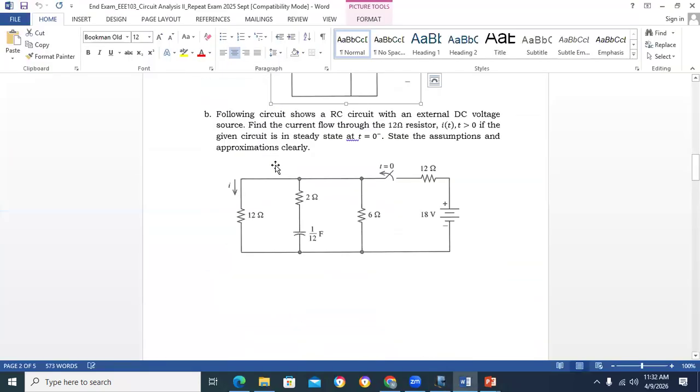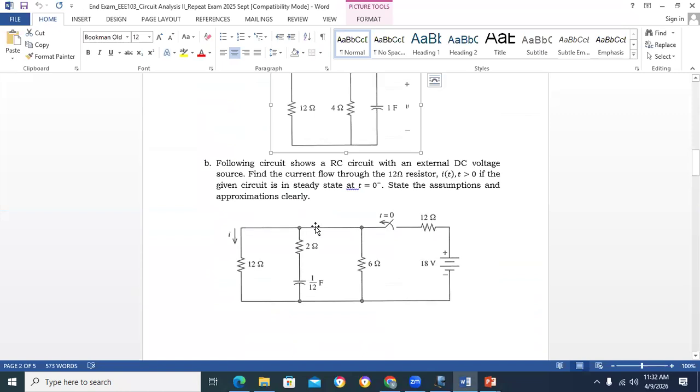Okay. Now we will move to this one. So you can see that now. Now a very important thing is there. What happened here? This means that the switch is on when t is equal to 0.